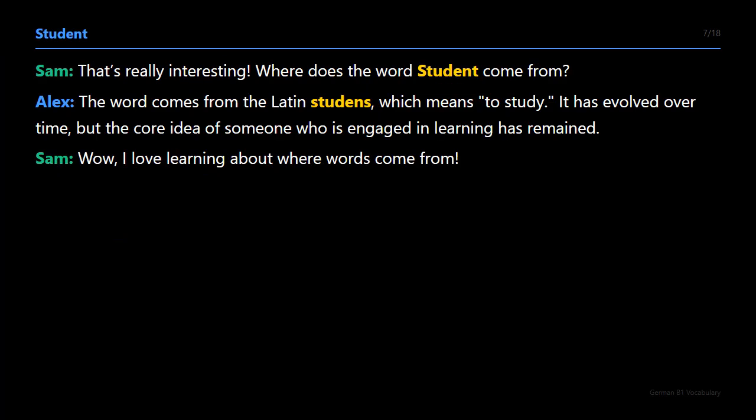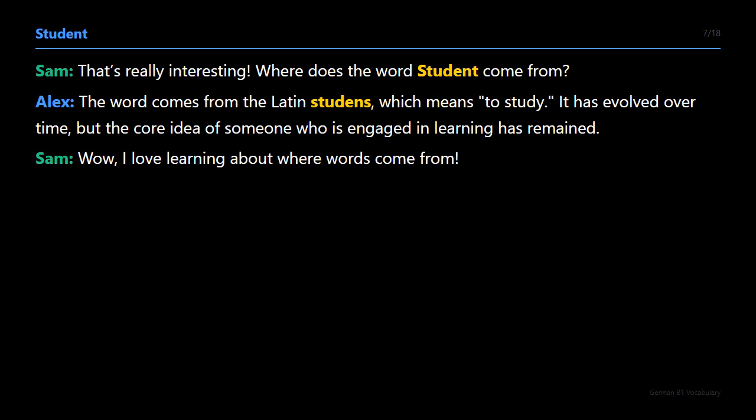Where does the word Student come from? The word comes from the Latin Studens, which means to study. It has evolved over time, but the core idea of someone who was engaged in learning has remained. Wow, I love learning about where words come from.